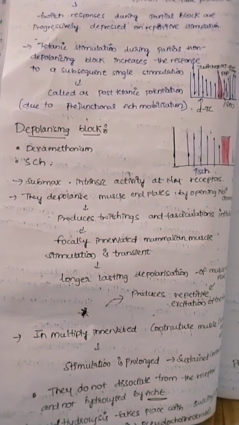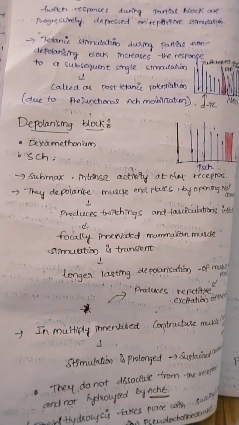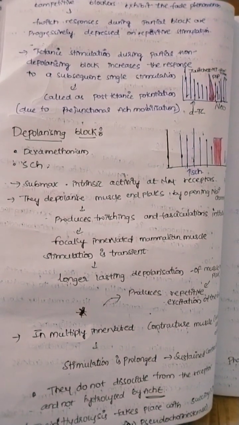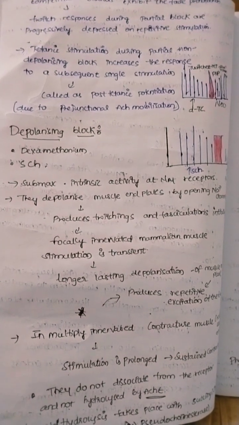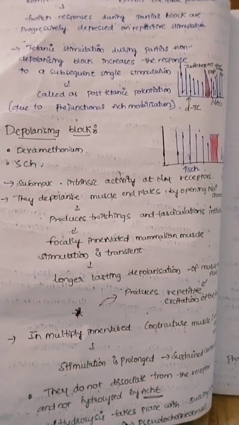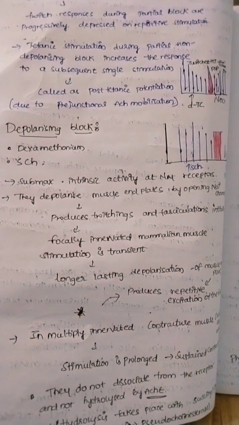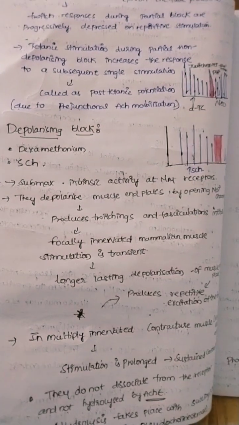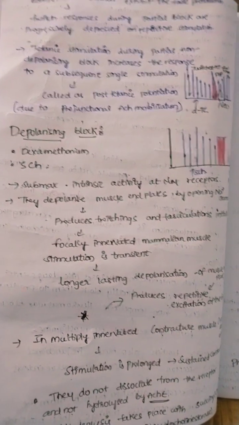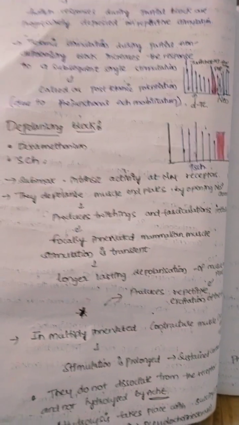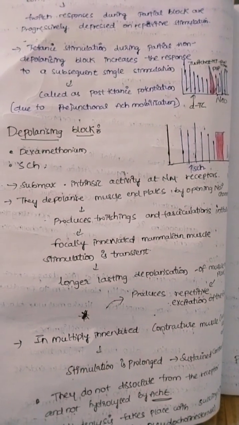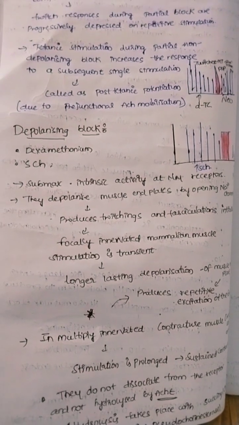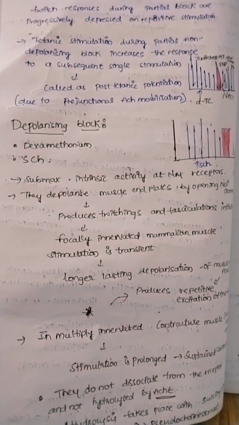Then depolarizing block. What do we mean by depolarizing block? We all know what depolarizing is first. Normally for a muscle fiber, inside will be negative, outside will be positive. This conversion to inside positive and outside negative is known as depolarizing block. So how is this occurring? These depolarizing blockers are mainly decamethonium and succinylcholine. Unlike acetylcholine, these are metabolized by pseudocholinesterases and succinylcholinesterases, which are plasma enzymes.